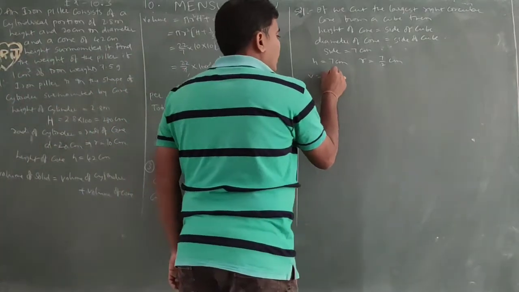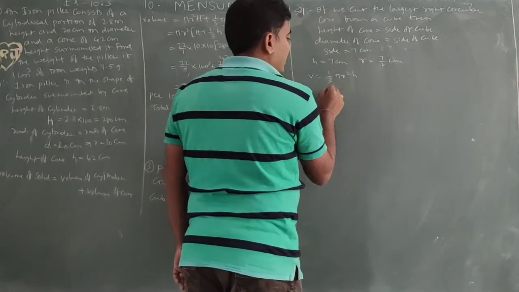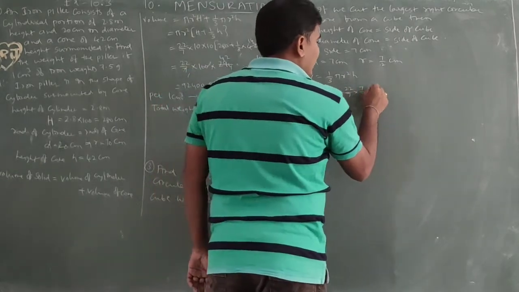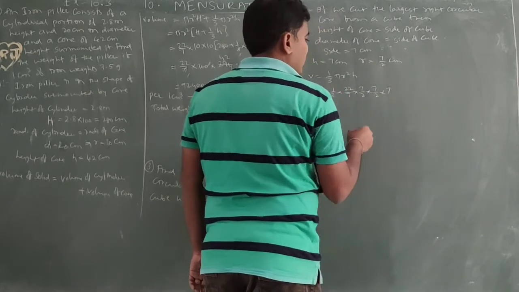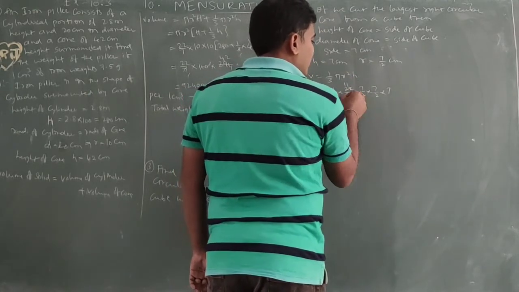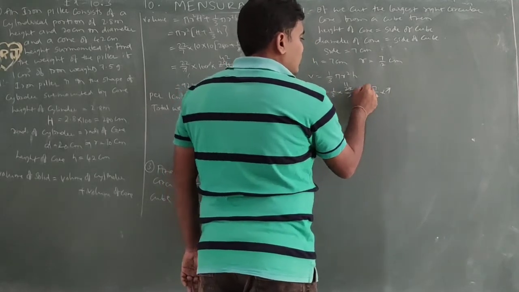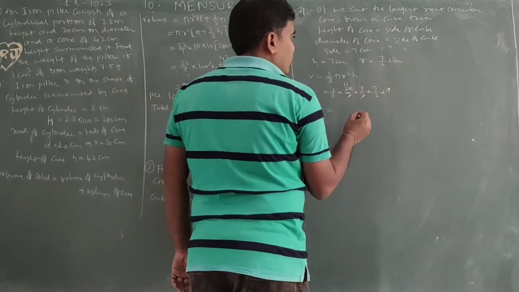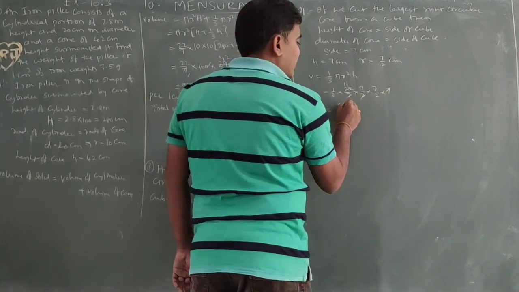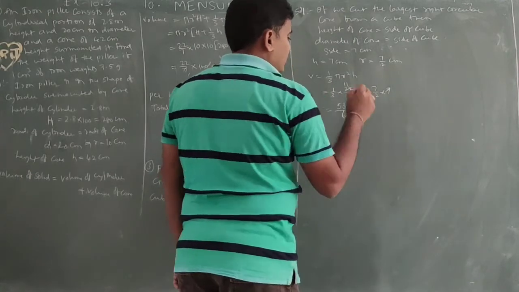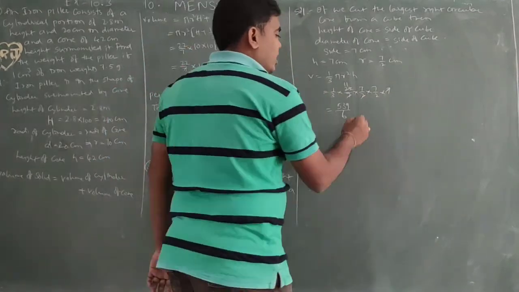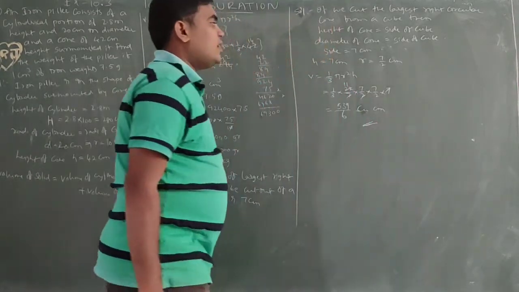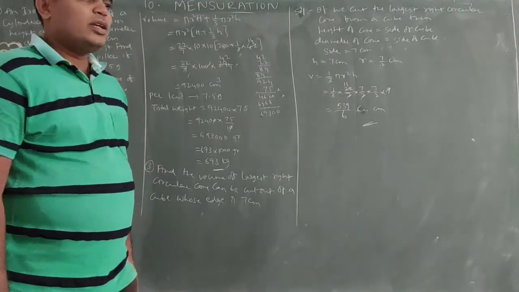So the volume equals 1 by 3 pi r squared h, which is 1 by 3 into 22 by 7 into 7 by 2 into 7 by 2, with h as 7. The 7s cancel. So 7 into 7 is 49, and 49 into 11 is 539, over 6. So it is 539 by 6 cubic centimeters, not square centimeters. So this is the required value. Okay, next question.